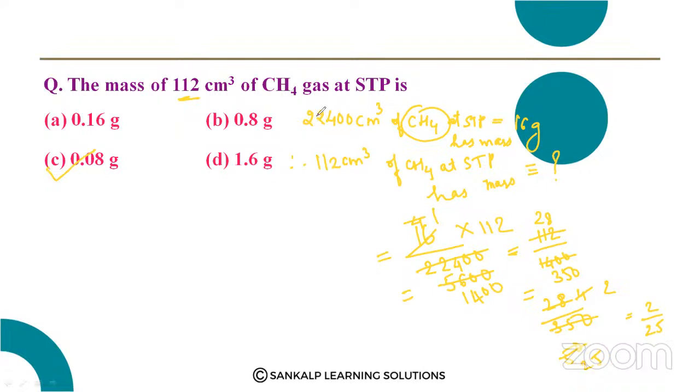So understood this. You have to just relate it with the standard definition. Okay, so this is how you have to solve when you have to find the number of moles when the volume of a gas is given. So we'll go further. Next.